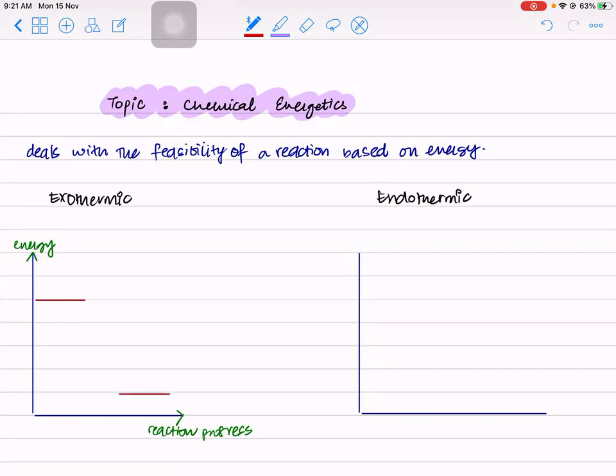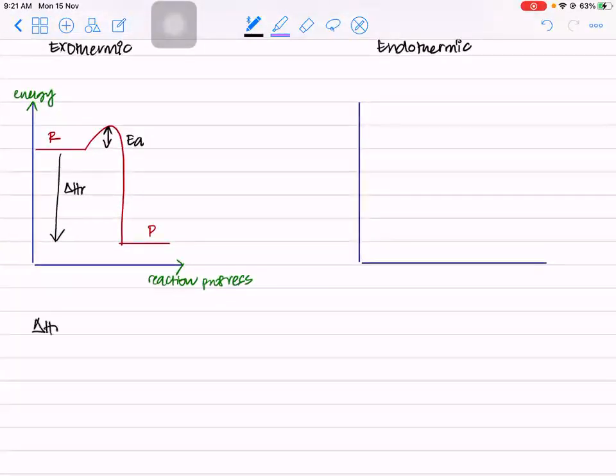This right here is your exothermic reaction, where reactants have high energy, products have low energy, and then we connect the two. Therefore, this bump right here becomes your activation energy. And from your reactant to the product, this arrow corresponds to the delta H of the reaction, where delta H of the reaction is energy of products minus energy of reactants.